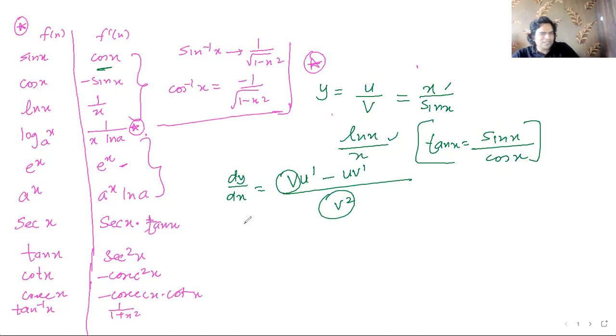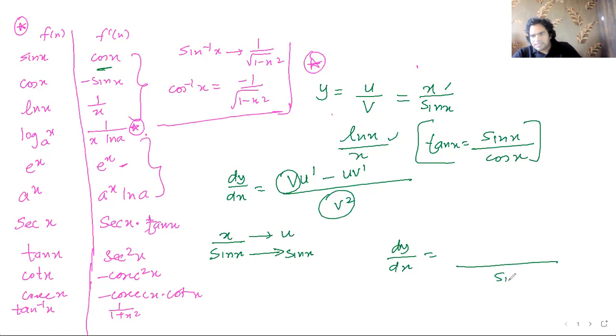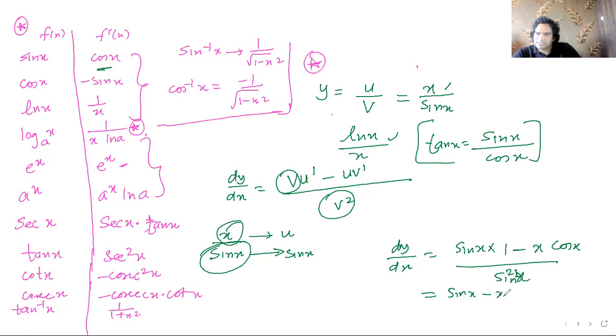So for example, if I'm differentiating x over sine x, u is x and v is sine x. So my derivative dy by dx is going to become v squared, that is sine squared x, and sine x as it is, times the derivative of x, which is 1, minus x as it is, times the derivative of sine x, which is cos x. So the answer is sine x minus x cos x over sine squared x. This is the quotient rule by which you differentiate it.